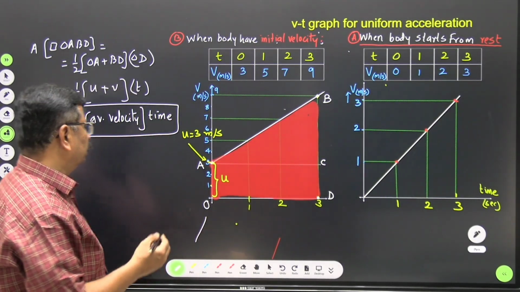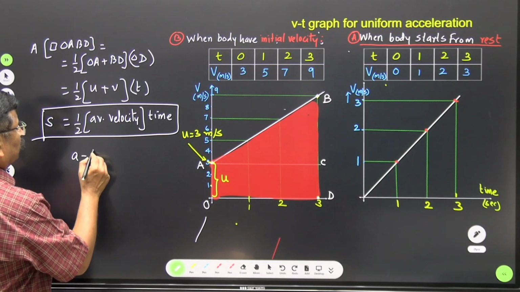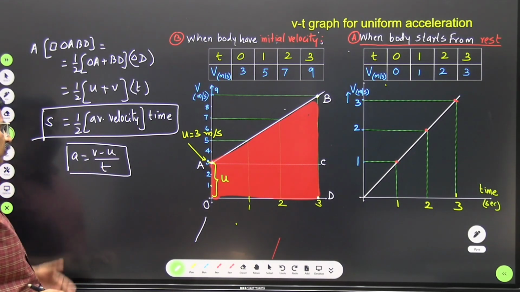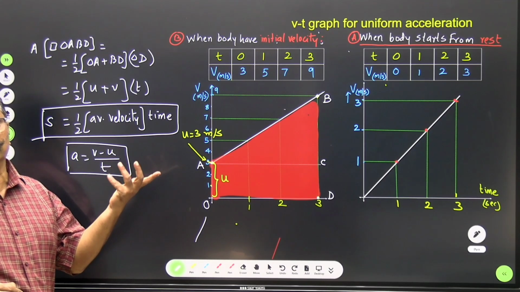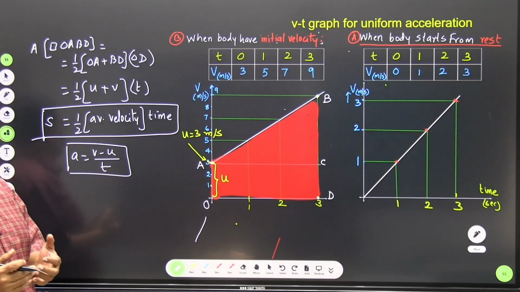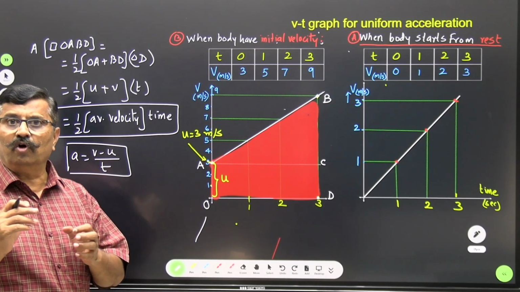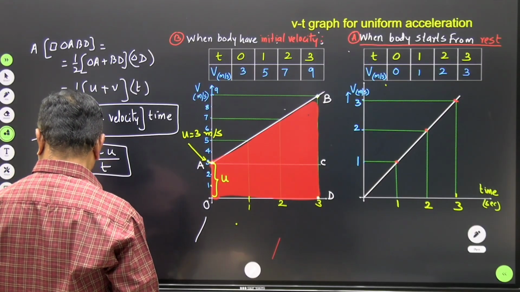Then what will be the acceleration? We know that a is equal to v minus u upon t. That is the first kinematical equation. From this first kinematical equation you can get the acceleration also. Now let us see a velocity time graph when two bodies are moving with different velocities.